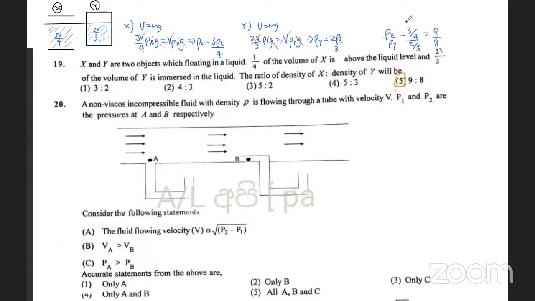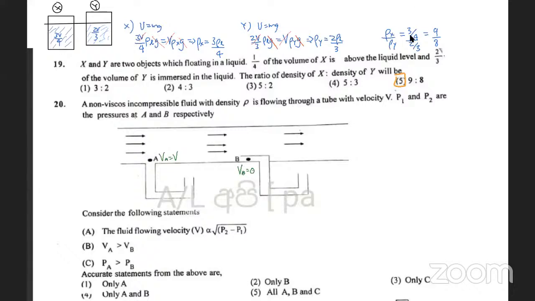People tell me what is the velocity here? At point A, what is the velocity? At point A, we can take the velocity as V because it is flowing. What is the velocity at point B, people? It is taken as 0. It is 0 because it stopped. It is stopped by this part of the tube.